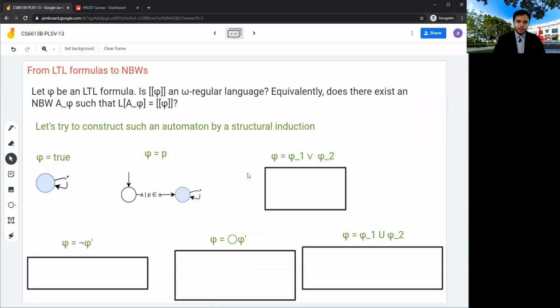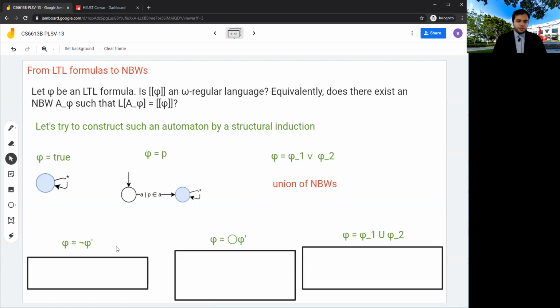Okay. Now, how can we do OR? So what happens if phi is phi1 or phi2? Well, then in the semantics part, we saw that the semantics of phi would just be the union of the semantics of phi1 and phi2. And by induction, we know that we have automata for each one of these. So we can just take the union of those two automata. So this is just the union of the non-deterministic Büchi automata for phi1 and phi2.